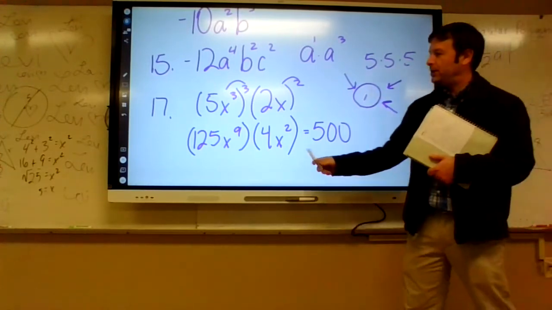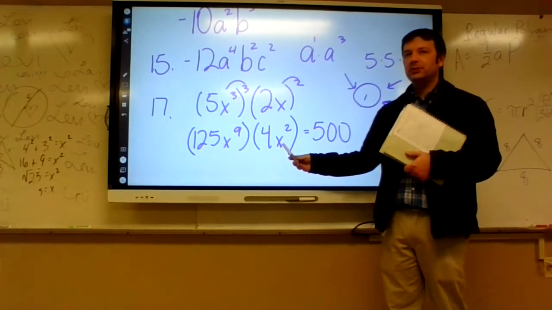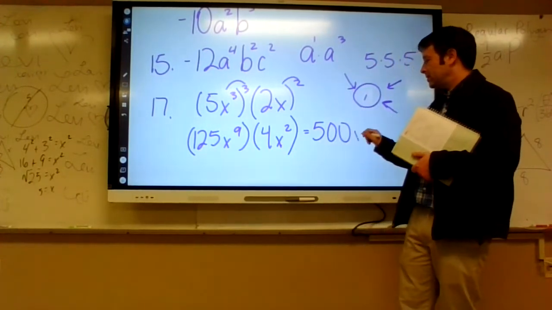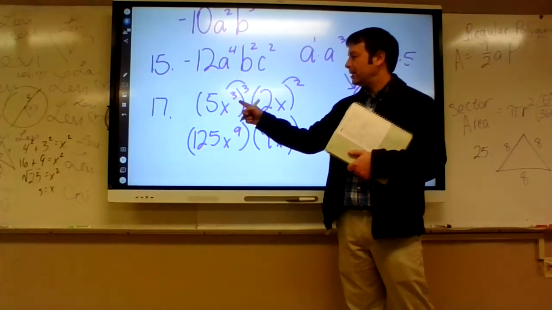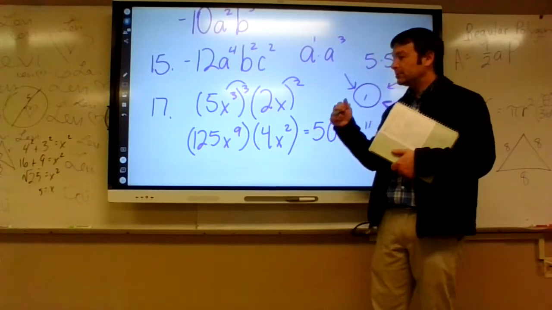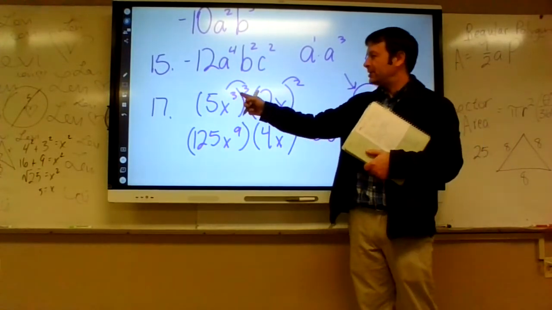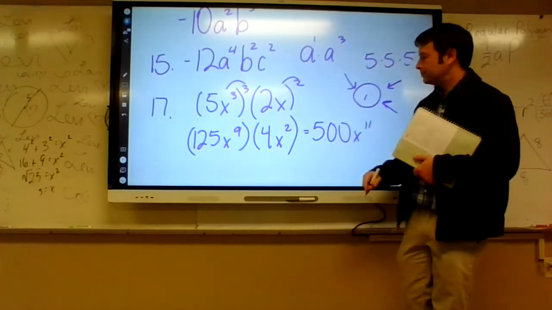Okay, and then what's x to the 9 times x to the 2? X to the 11. So we switched. Up here we were multiplying, right? And then down here it's x times x, so we're adding. We did 3 times 3, and we did 9 plus 2.